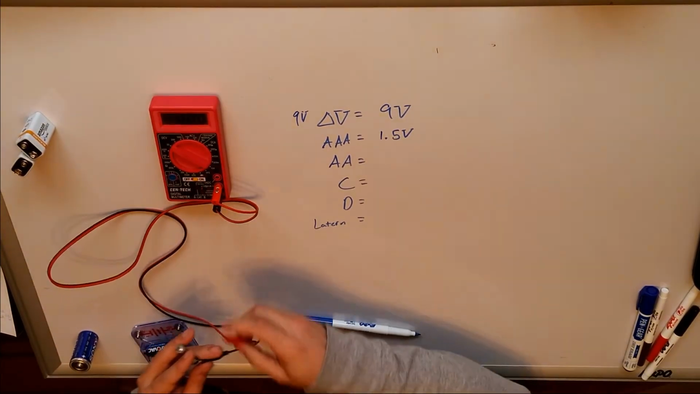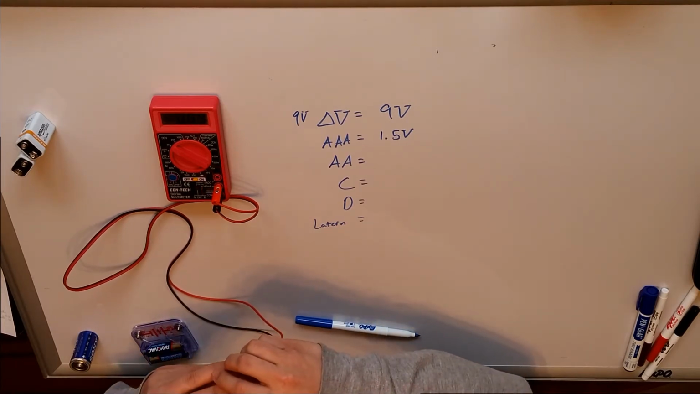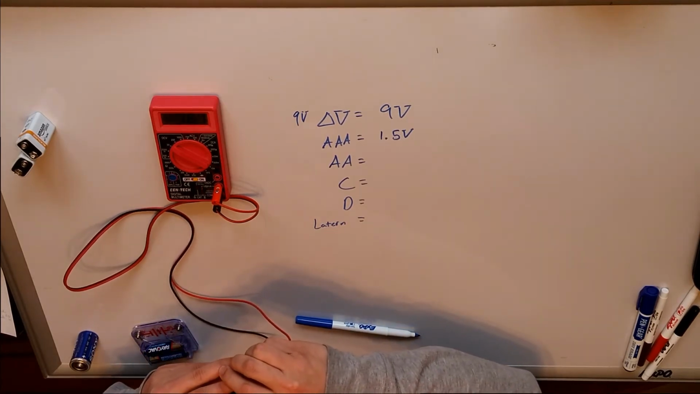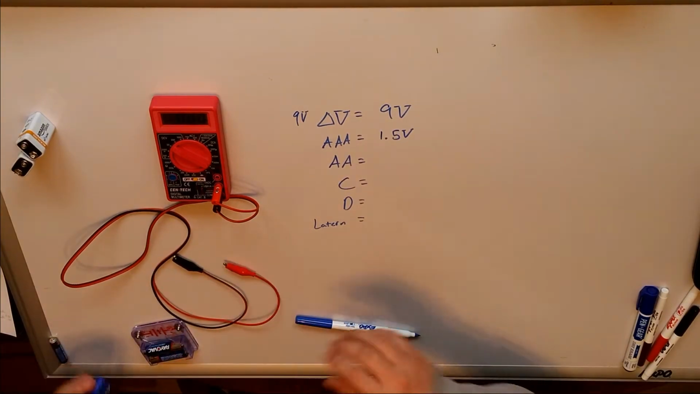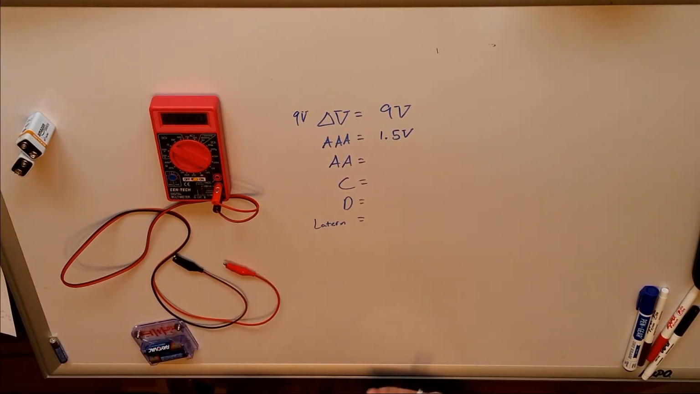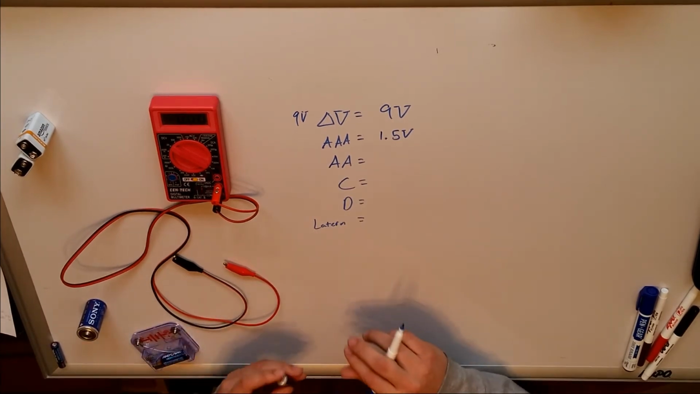So if I take this and I put my negative side on here, let me see if I can put the meter in range here. Let's see what we end up with. I end up with 1.61 volts. So this one's a fresh battery and a little above the 1.5 that they're spec'd at. So this is 1.5 volts. In fact, if I look on here, it probably says that somewhere. Yep, AAA 1.5 volts.